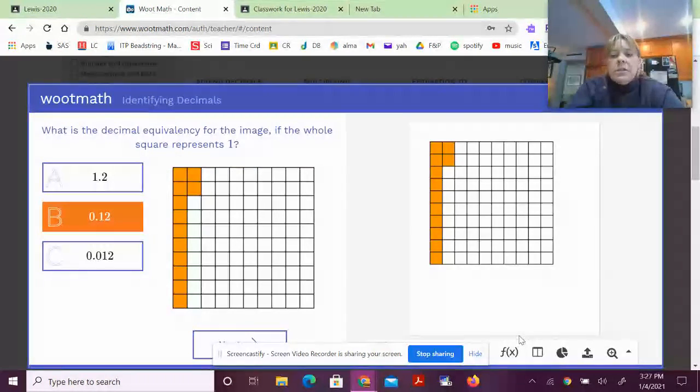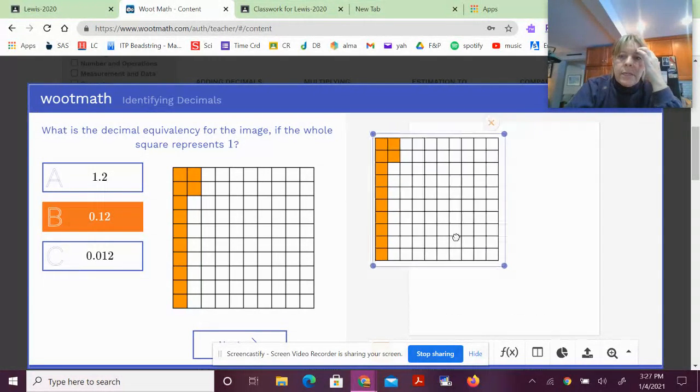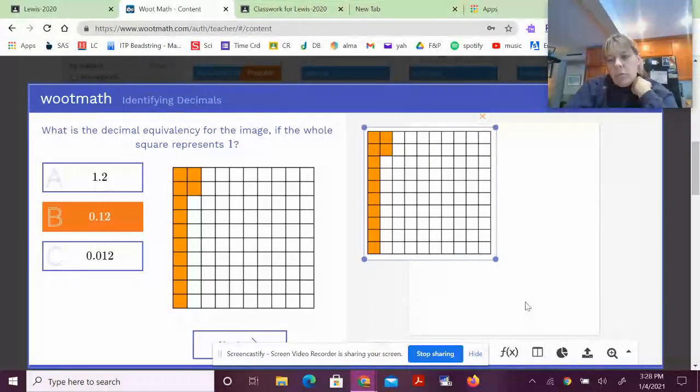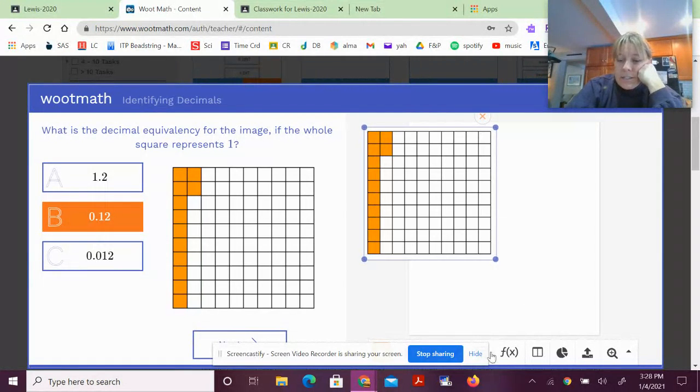Now, if I was going to multiply that decimal, 12 hundredths times the number 4, it would be the same as repeated addition, right? We know that 12 hundredths plus 12 hundredths plus 12 hundredths plus 12 hundredths is the same as multiplying by 4.